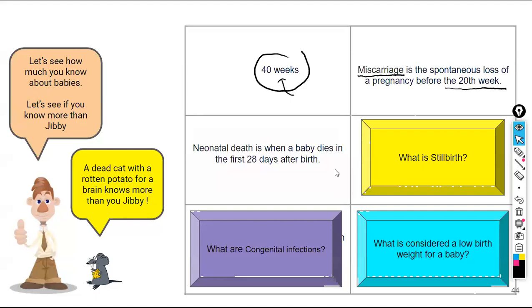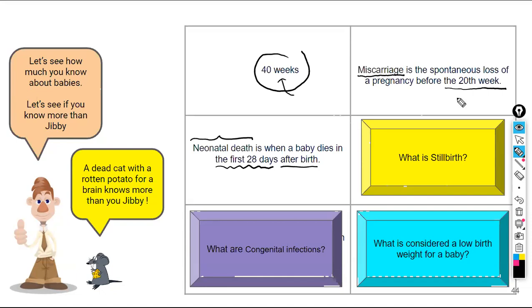A neonatal death is when a baby dies in the first 28 days after birth. So in this case here, the baby has been fully born, so the baby is in the real world now. But if the baby dies within the first 28 days after being born, well, there's a medical term for that. That's neonatal death. And you have to memorize these time frames. So you have to remember the 28. Or for the miscarriage, you have to remember it's before the 20th week. Otherwise, the examiner is not going to give you the full marks in the exam.